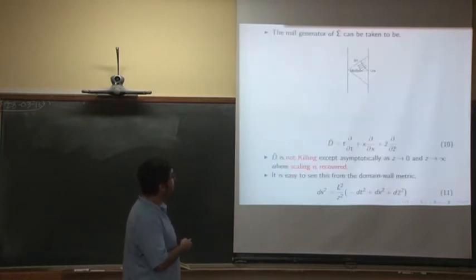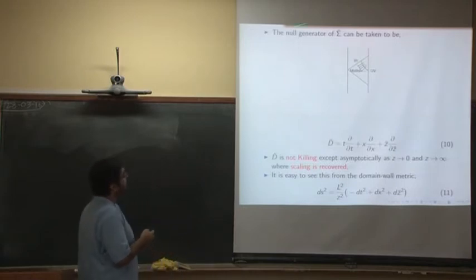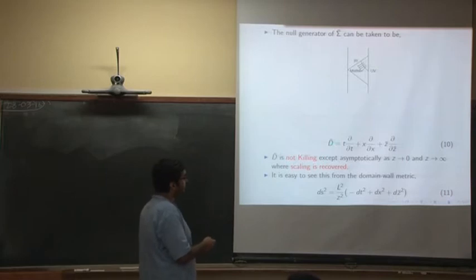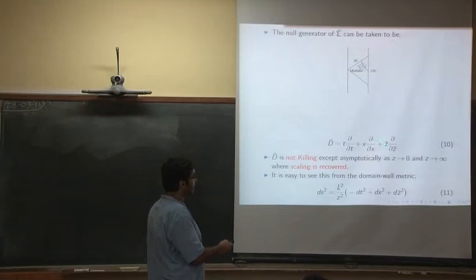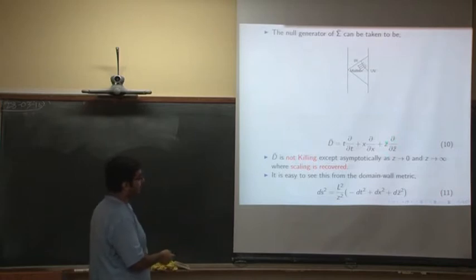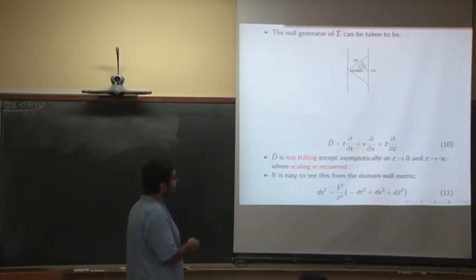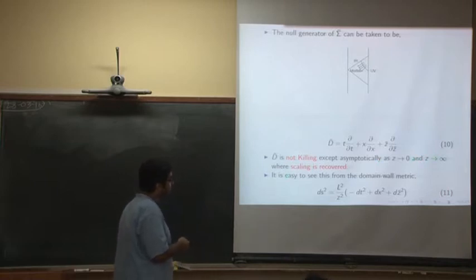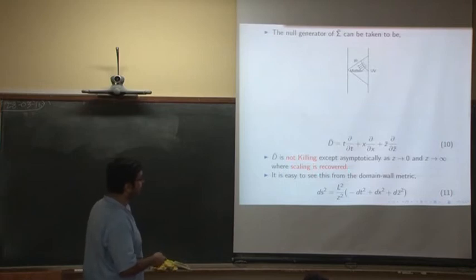Well, okay. Now the null generator of this sigma bar can be taken to be of this form, which is d bar, which is just t ∂_t plus x ∂_x. But now instead of z, I put this z bar and then ∂_z bar. Now this d bar is not a Killing vector field except asymptotically as z goes to 0 and z goes to infinity, where scaling is recovered.